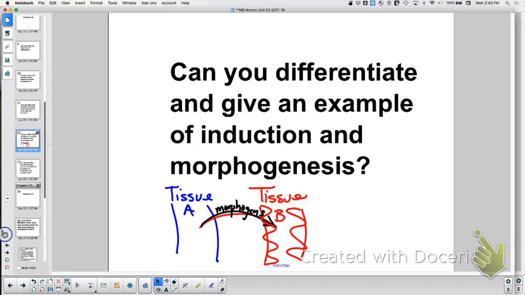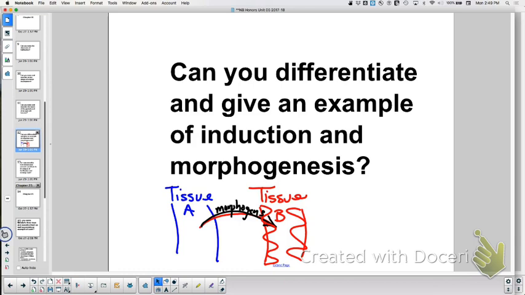Absolutely. Okay. The notochord influences the ectoderm above it using morphogens to fold in, and that's morphogenesis when it forms the spinal cord. The mesoderm influences the layer above it to fold in and form the lens of your eye. The process of one tissue influencing another, the notochord influencing the ectoderm, that's induction.